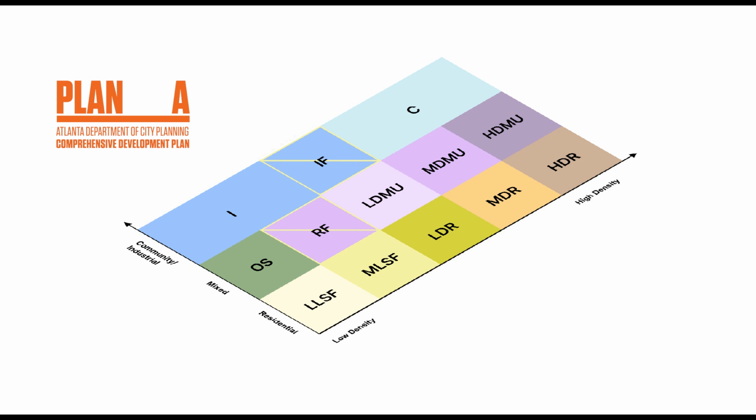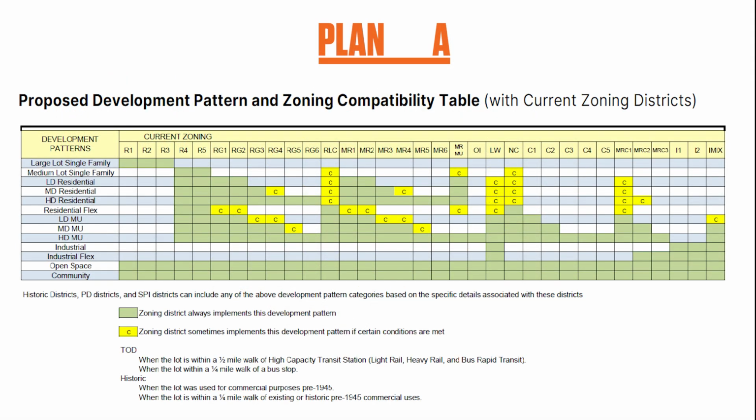On this diagram, you will see the individual development pattern categories labeled. This is based on the same diagram that you saw before, now with the actual category names that we are going to discuss. This should help you better understand the context as it moves from low to high density and from residential only to complete non-residential land uses. The city has also added a proposed development pattern and zoning compatibility table.